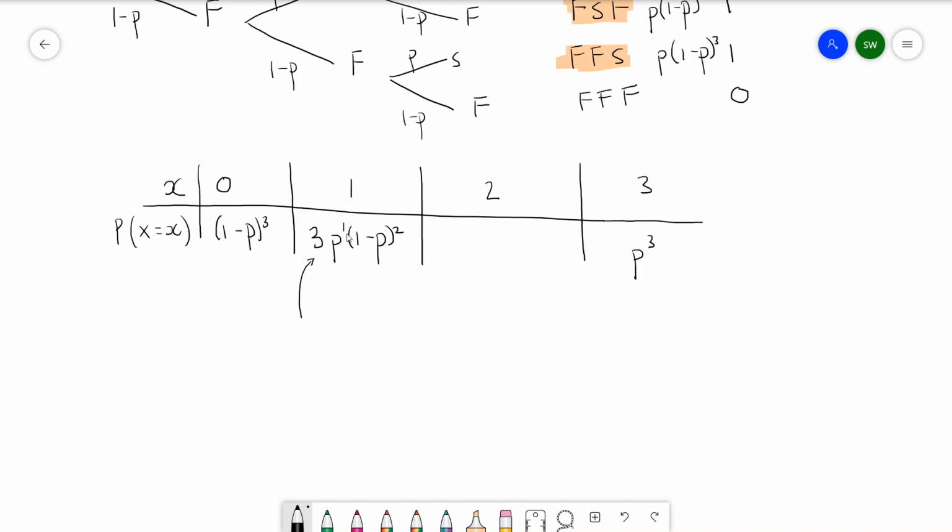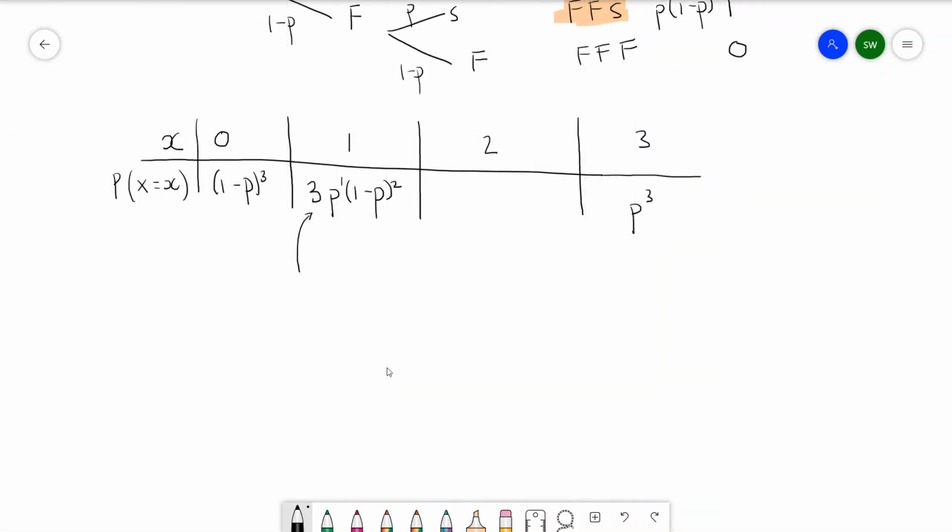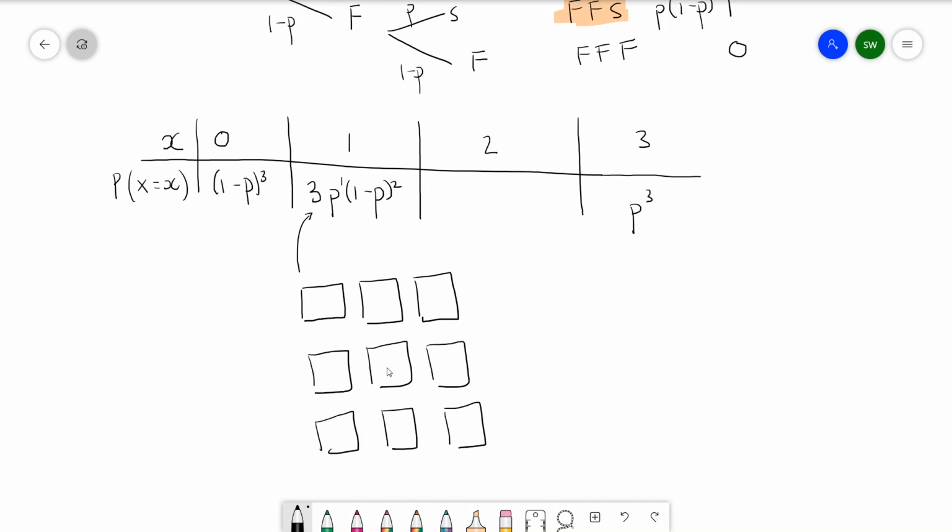This 3 might not be as obvious. What we want is an easy way of finding out this 3 without having to draw out the tree diagram or draw out all the possibilities. Well, again, we can think about this as we've got 3 trials and we want to choose just one of those boxes to be a success. So there's 3 different ways of doing that, which we've seen above. We could choose the first box to be a success, the second box to be a success, or the last box or trial to be a success. So there's 3 different ways of doing this.